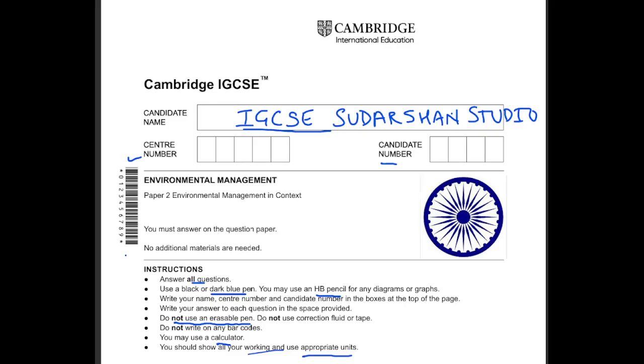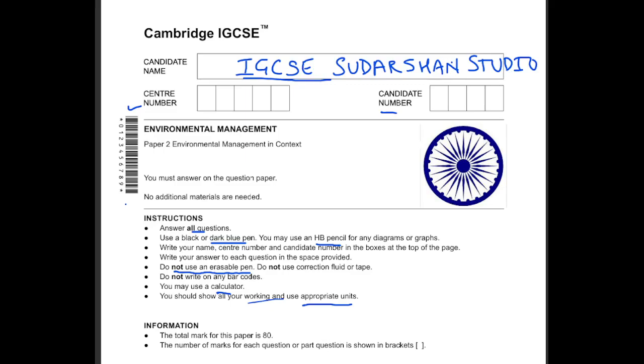And we are doing some sample papers for IGCSE Environmental Management 0680. We have already covered paper 1 sample paper for 2026, and this is paper 2, Environmental Management in Context, 0680.